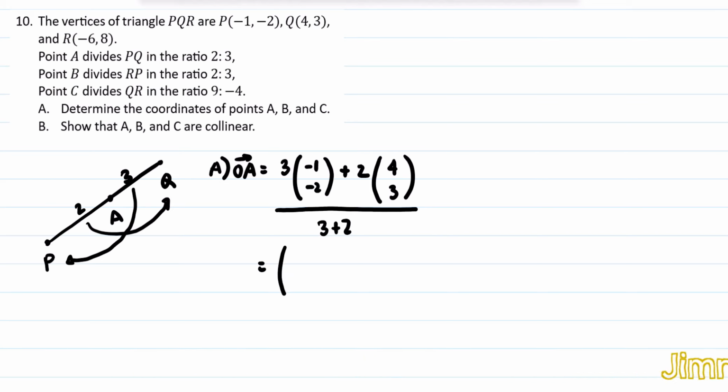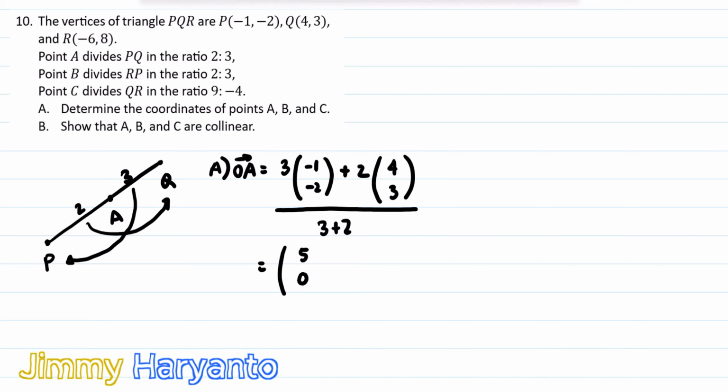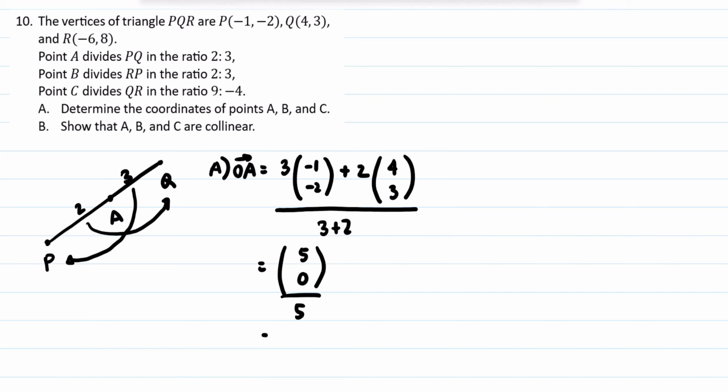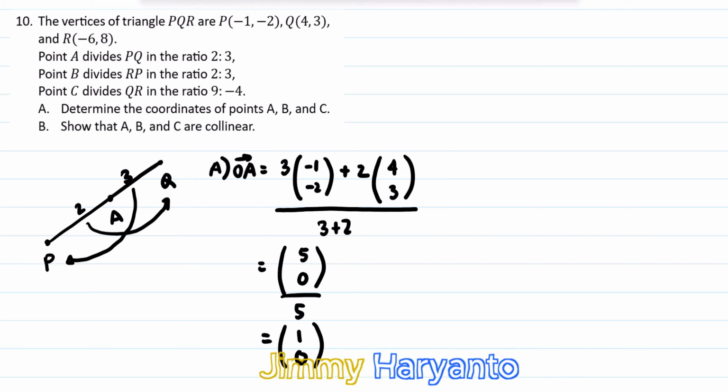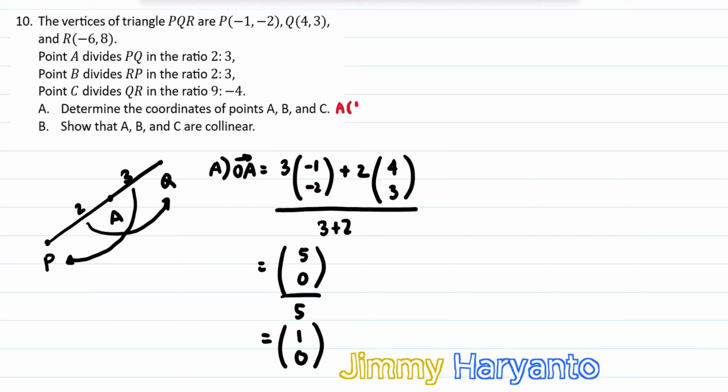So the answer is -3 plus 8 equals 5. This one is -6 plus 6 equals 0, over 5. So the point A is 1, 0.